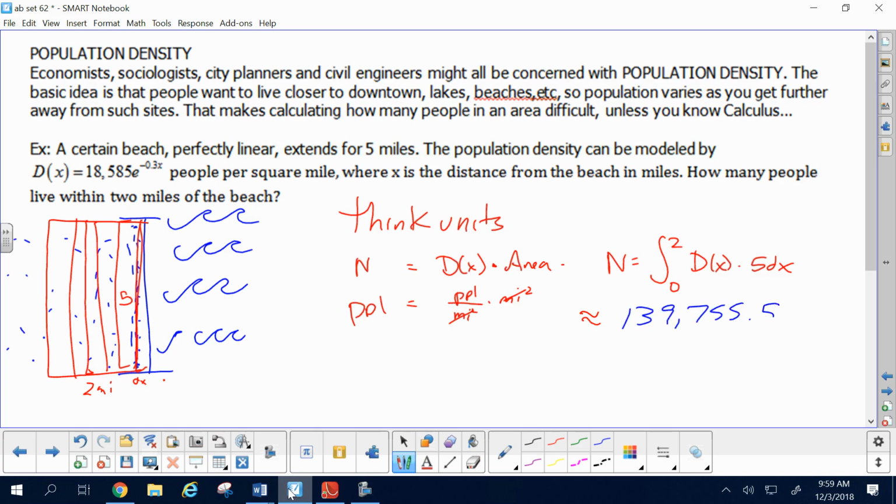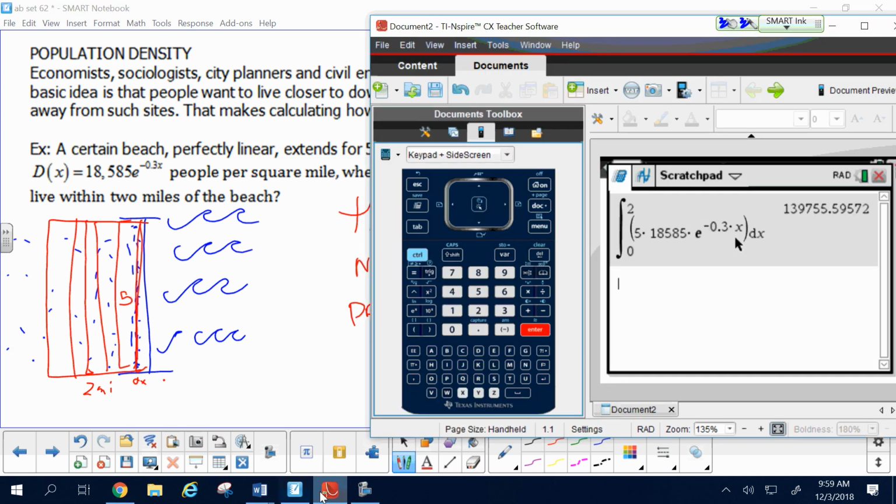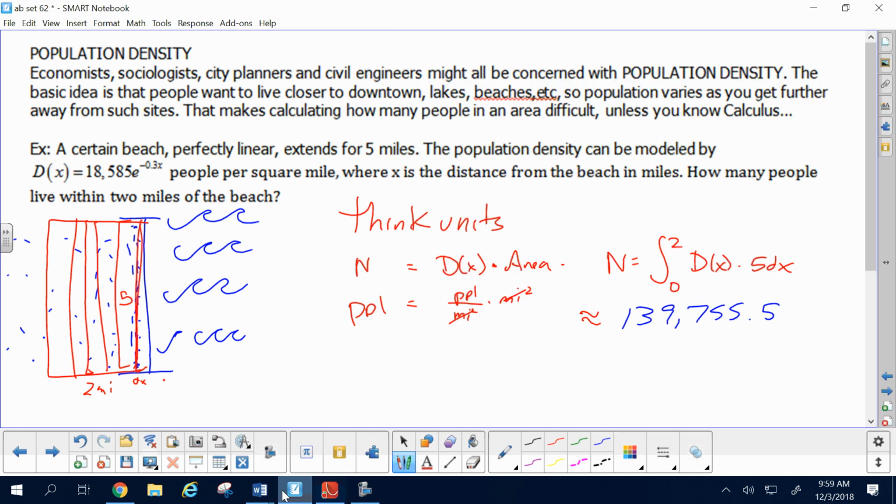139,755 point, what was it, 592? What? Is that not what you got for an answer? Oh. 595 or... 139,756 people live within 2 miles of the beach.